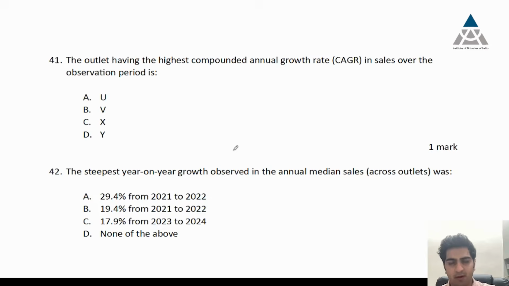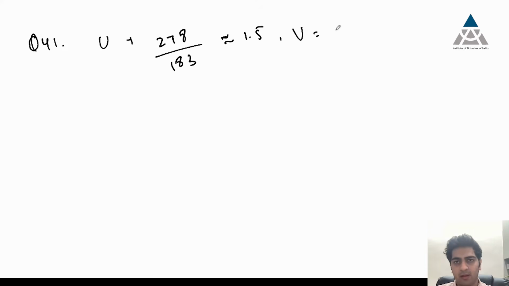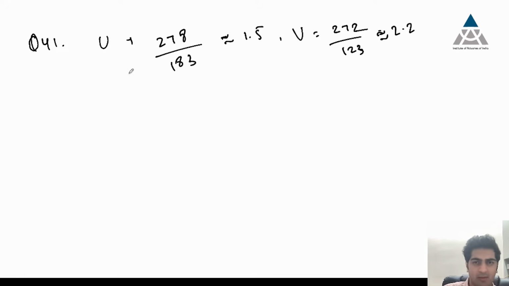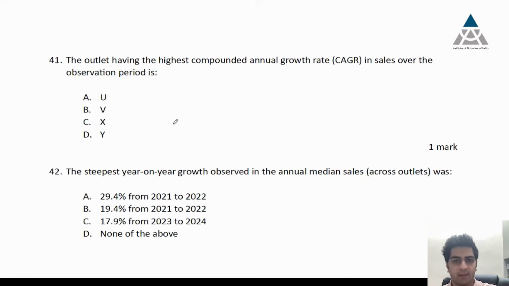V is 272 upon 123. Now this is quite big because it's more than twice, right? Twice is 246 and you have another 26 on top of that. So it's roughly 2.2 times. Again, you can just calculate these numbers using your calculators. I'm just trying to show you the main idea over here.